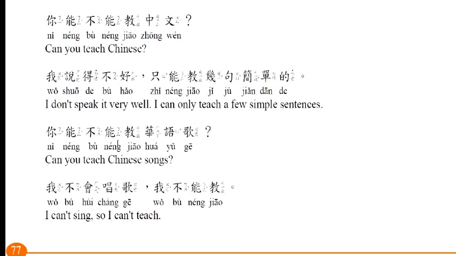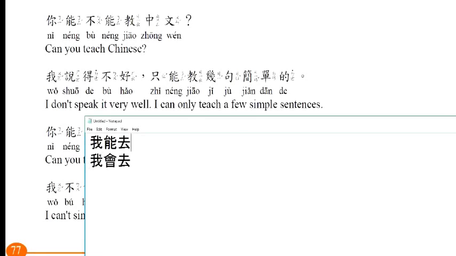能不能, can you? 我不会唱歌，我不能教。I can't sing, I can't teach. Okay, in this sense, 会 has a similar meaning to 能, also meaning can. 我会唱歌, I can sing. 我能唱歌, I can sing. Sometimes these two words both mean can.